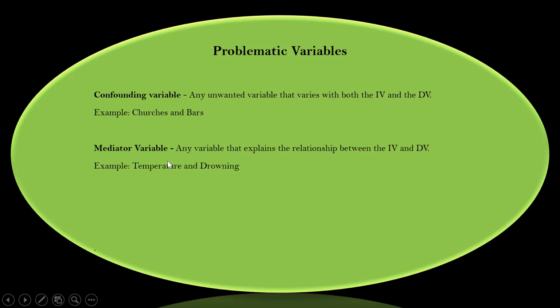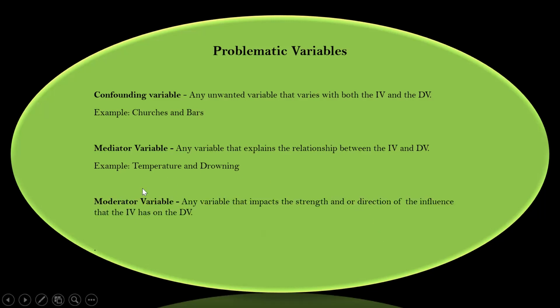So my example is temperature and drowning. As temperatures go up, drownings go up. But is there a direct relationship between these two? And there's not. There's an indirect relationship, because temperature increases the likelihood that you will go swimming. Swimming increases the likelihood that you will drown. So in other words, the relationship between temperatures increasing and drownings increasing can be explained by that variable in between the two, which is, in this case, swimming.